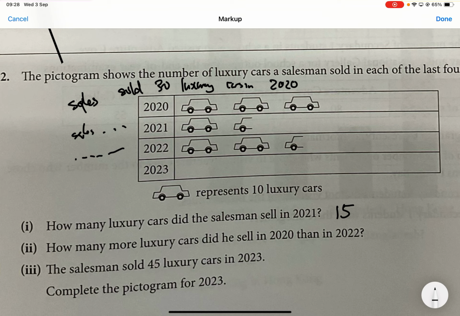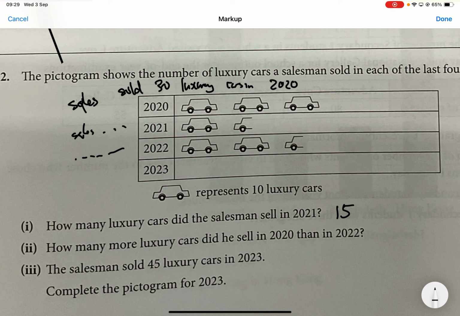Okay? But the questions asked will not stop at just this easy one. In your exam, they may add percentage. How many percent of cars did he sell in that year? Or what is the fraction of the cars he sold to all the cars that he sold? So you must also know your percentages, you must know your fractions very well. Okay? For this chapter.